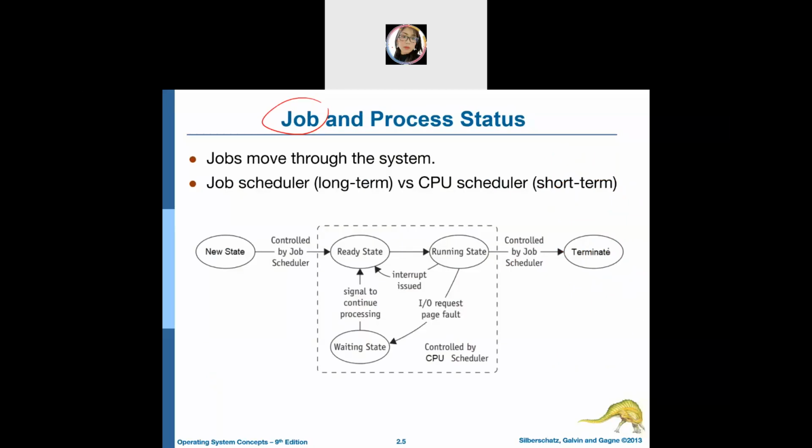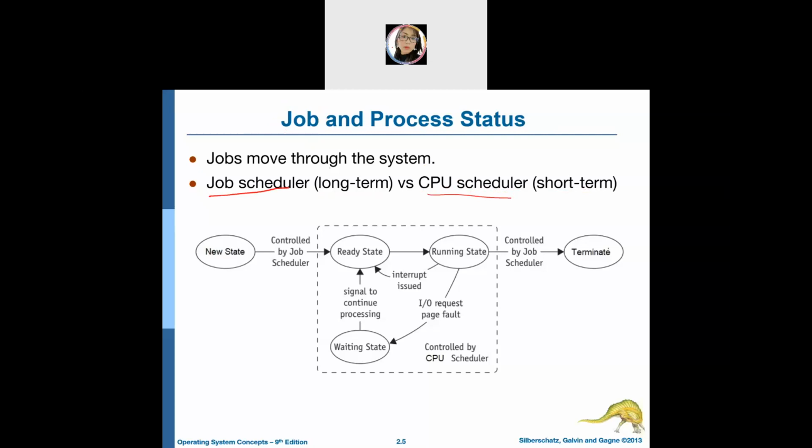Now we look into a job and a process status. Let's look into a job first, because job also has two types. First, in terms of job scheduling, we know it as long term. When you are having the CPU scheduler, it is short term. Because you learned module 5 on scheduling, you're going to look into two: job scheduler and CPU scheduler.